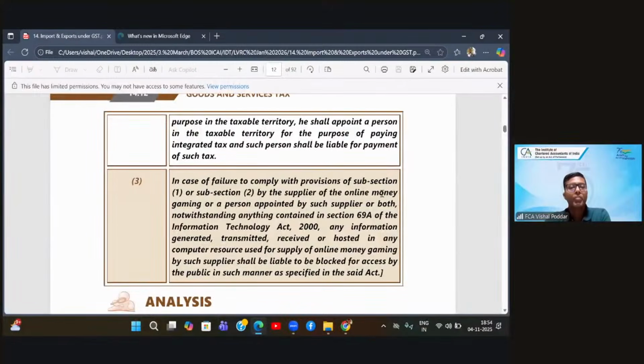Subsection 3 says, in case of failure to comply with the provisions of subsection 1 or 2, either supplier of the online gaming or a person appointed by such supplier or both, notwithstanding anything contained in 69A of the IT Act, any information generated, transmitted, received, or hosted in any computer resource used for supply of online money gaming by the supplier shall be blocked. So we have something called as MeitY, Ministry of Electronics and Information Technology. That ministry is regulating all online apps and everything. So sometime back when we heard that some Chinese apps have been banned, TikTok is banned, and all these things are banned, that is all done by MeitY. So if the online gaming companies do not follow the above registration and compliance of law, the simplest thing which the government of India will do is simply block their apps so that they will not be able to make supplies in India.